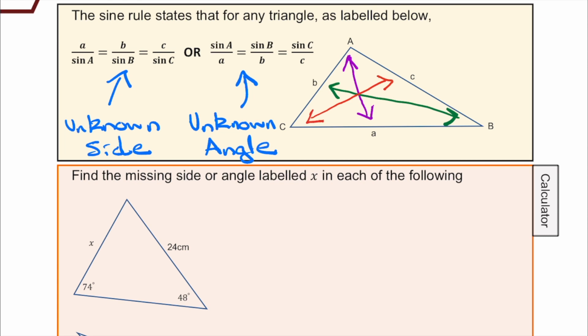And what I'm always going to advise here is that whatever you're asked to find, always label that as A. It doesn't make a massive difference when using the sine rule, but it does make it slightly simpler when you're using the cosine rule. So we're just going to keep it the same throughout.